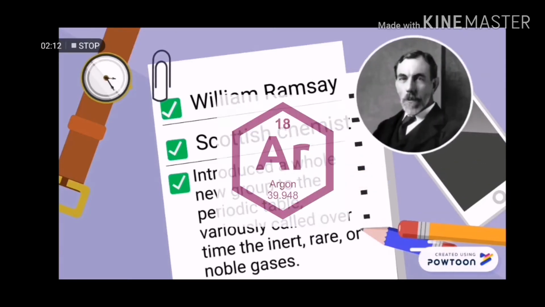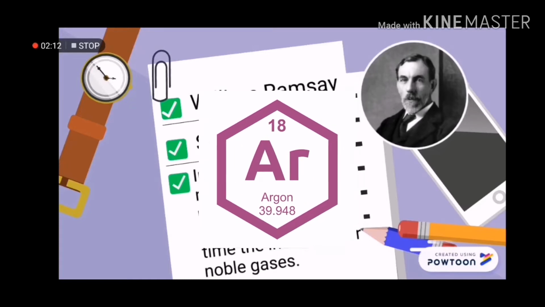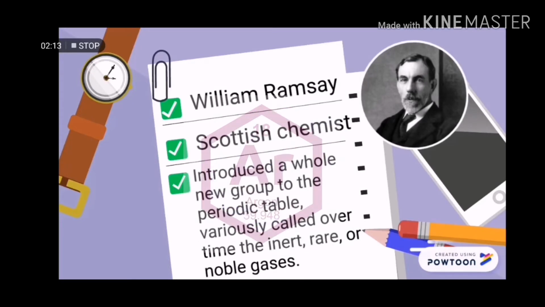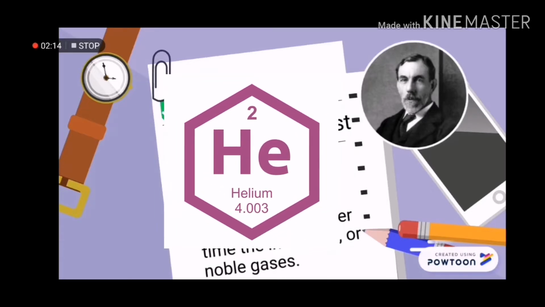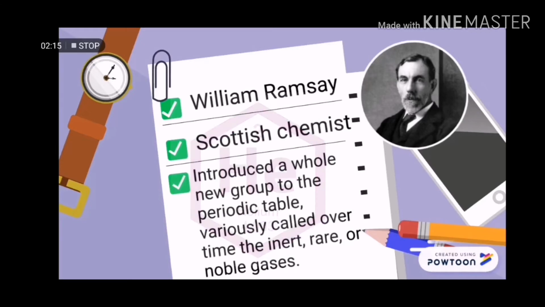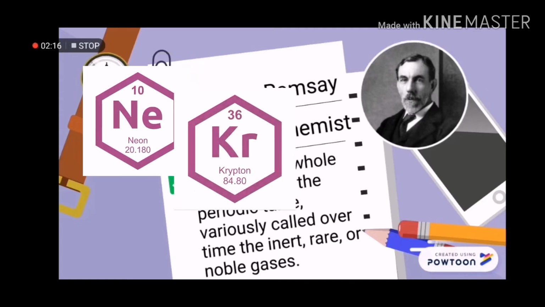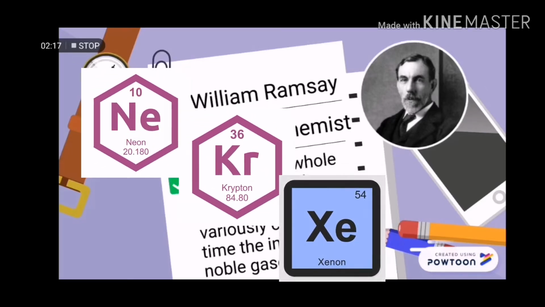which when he found it, he named argon. While investigating for the presence of argon in a uranium-bearing mineral, he instead discovered helium, which since 1868 had been known to exist but only in the sun. This second discovery led him to suggest the existence of a new group of elements in the periodic table.